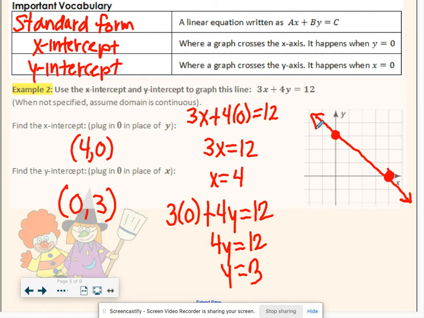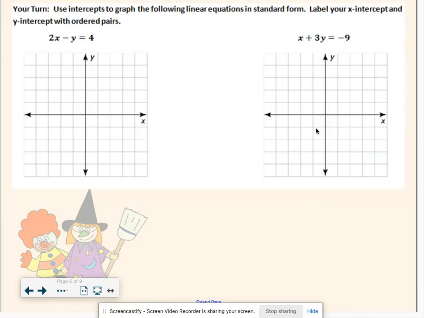Okay, let's try another one of those together. So it says use the intercepts to graph the lines in standard form. So let's start with our x-intercept. So I'm going to label it with an x so I know. So I'm plugging 0 in for what now? If I'm looking for the x. You get a y. Good job. So it's going to be 2x minus 0 equals 4.